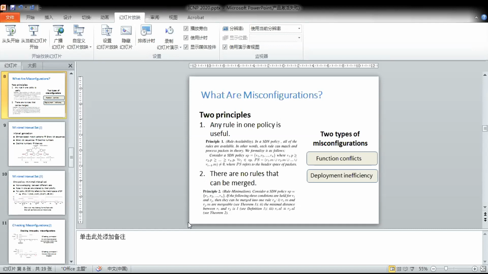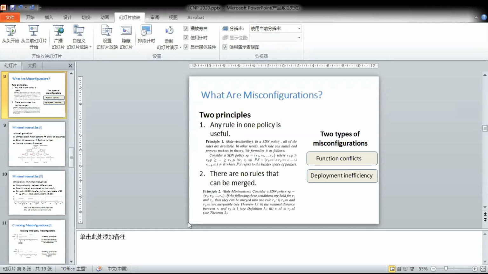Because if two or more rules can be used, we use one rule to replace them, so we can use only one rule to be deployed to the network. So we think having many redundant rules is one type of misconfiguration. Okay, got it. Thank you.